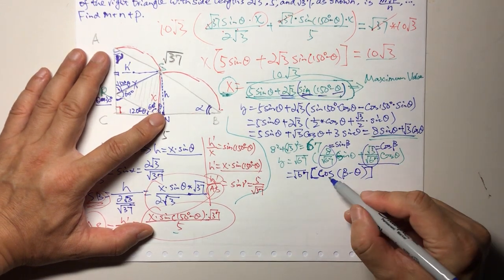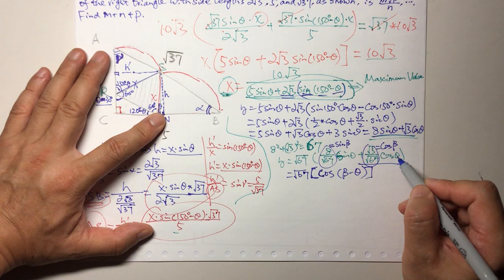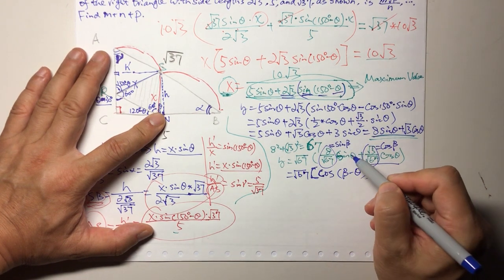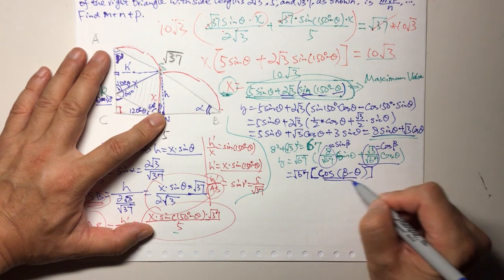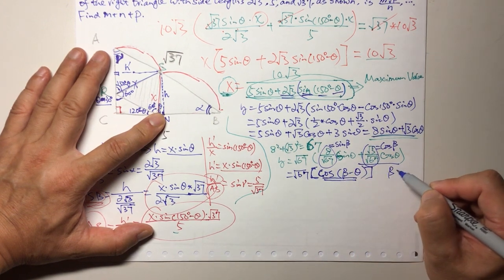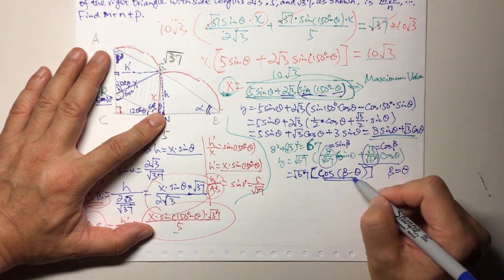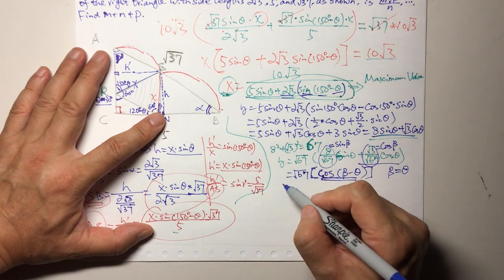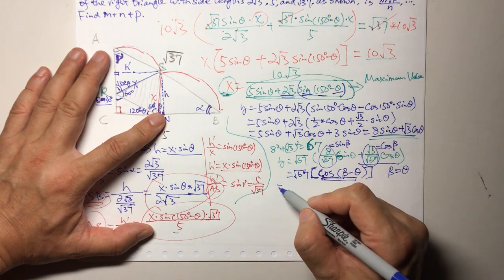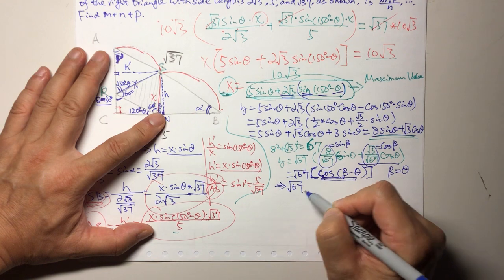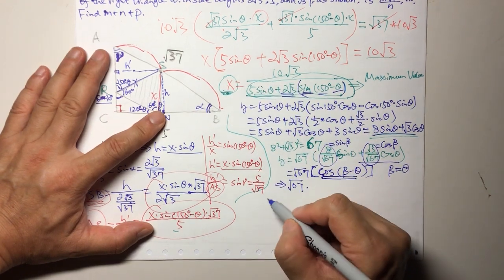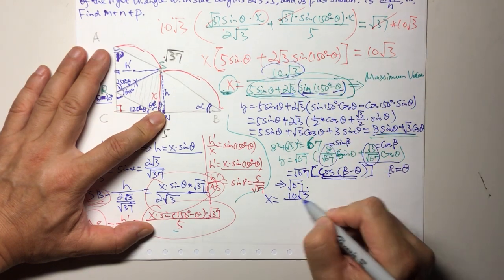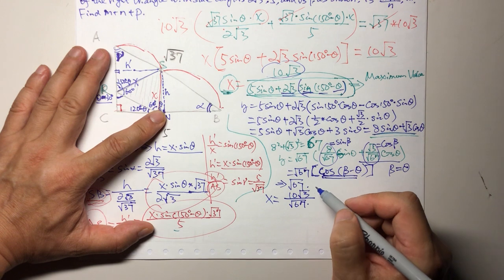Now the cosine beta times cosine theta plus sine beta sine theta. So what's the maximum value of this? When beta equals theta, we get the maximum value, which is 1. So the maximum value of this will be square root of 67. So the minimum value of x will be 10 times square root of 3 over square root of 67.